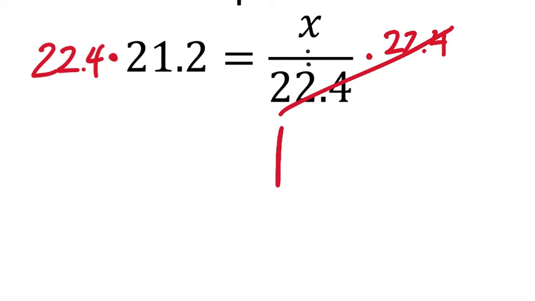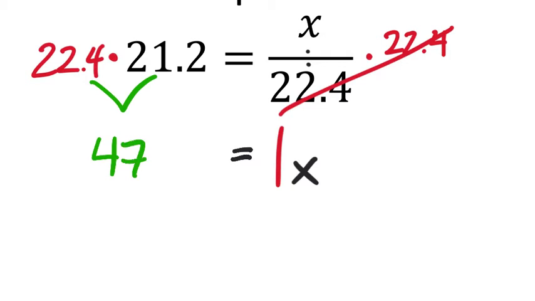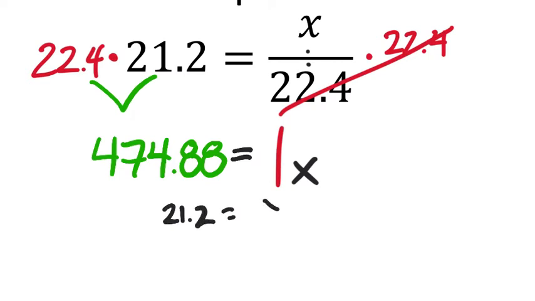So we got a phantom 1, x. Okay, because I still got the x right there. But this then equals, so I go to my calculator, I type in 22.4 times 21.2, enter, and I get 474.88. Now this should be the solution to the equation, but let's just double check. Okay, so I got 21.2. It should equal x over 22.4. But right now we're pretty sure x equals 474.88.